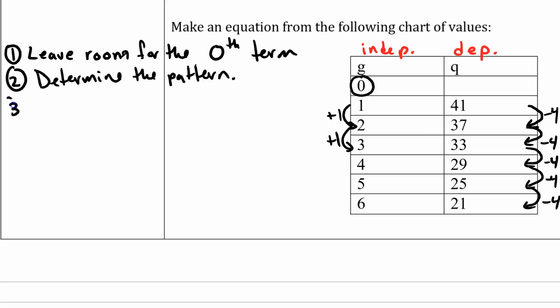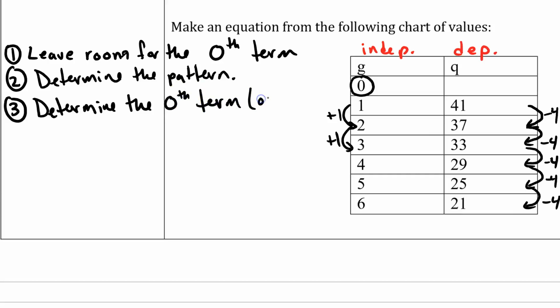Step 3, determine the zeroth term, or the constant. Sometimes the constant is going to be 0, so you're not going to have a constant, but in this case we most certainly will. So if I go down one row, I have to subtract 4. But if I go up a row, if I go from 21 to 25, that means that I'm adding 4.